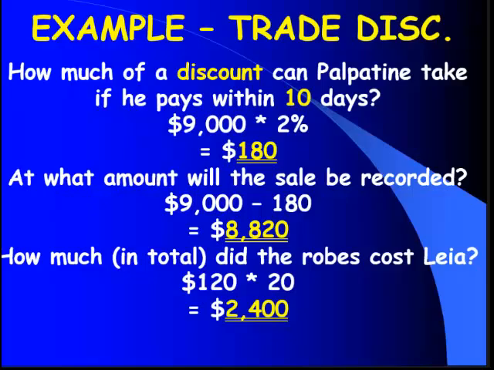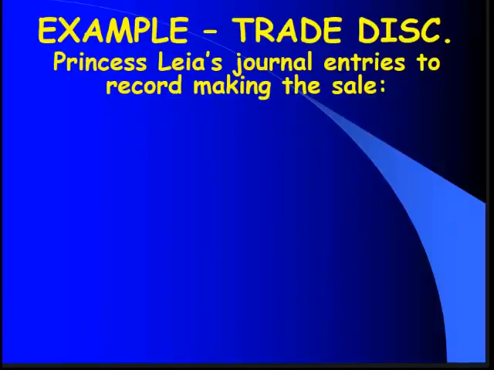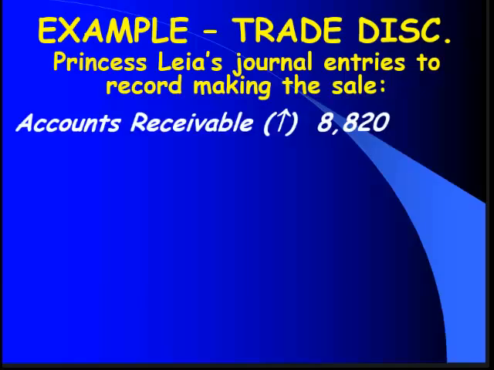Let's make a journal entry. First off, to record making the credit sale. What do I have more of? I made a credit sale. Accounts receivable. Okay. It's an asset, it goes up with a debit. Notice the amount, though. It's just the $8,820. What he will pay us if he takes a discount. And yes, we also have more sales. Sales is revenue, and revenue goes up with a credit. So we're going to debit accounts receivable, credit sales.